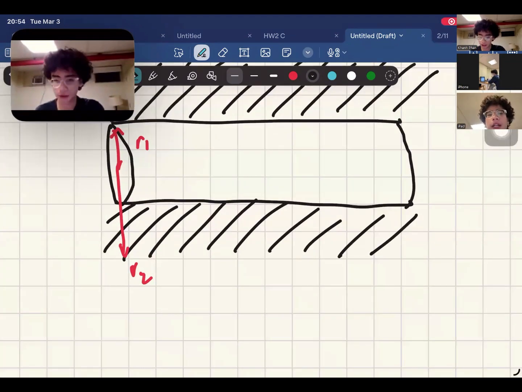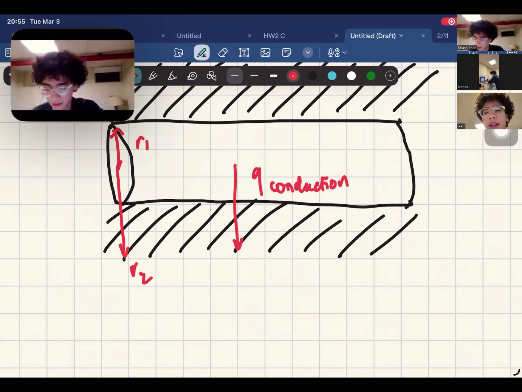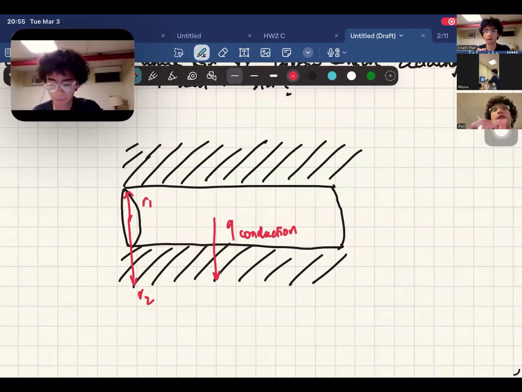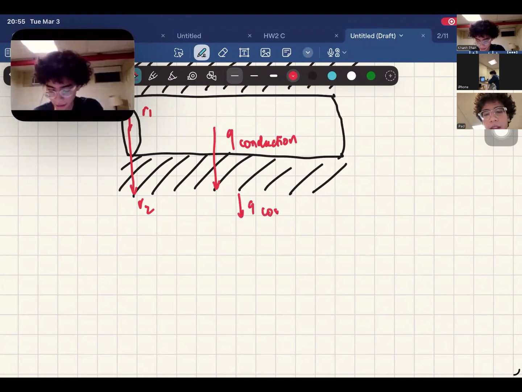So there's two types of heat transfer in this problem. First is heat transfer by conduction from the hot inner metal out to the colder outer surface, because heat travels from a high temperature to a cold temperature. And then there's heat by convection because of the surrounding environment, let's just say air.